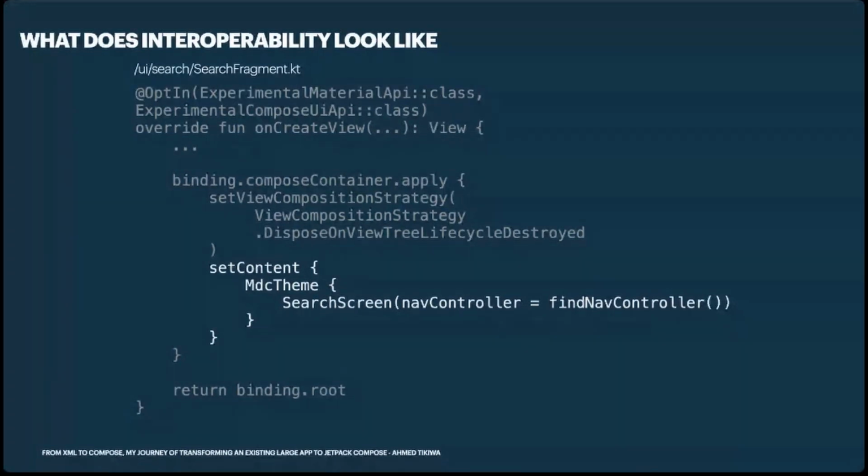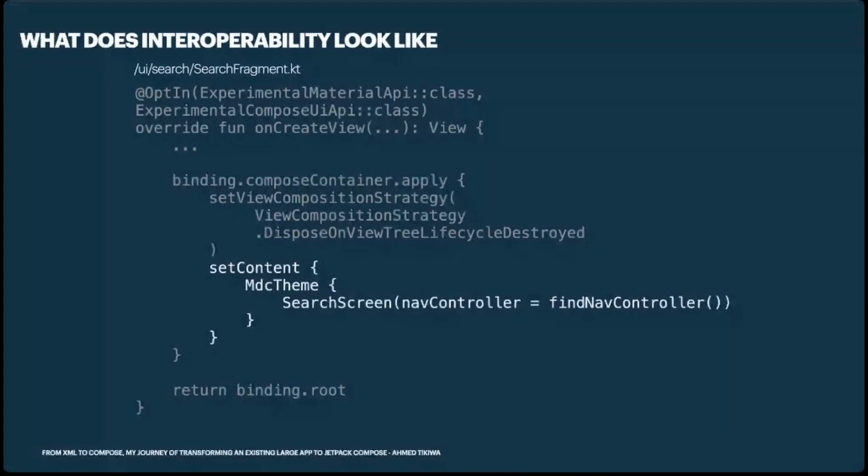Then when I'm now ready to migrate to Jetpack Compose material design, I can completely remove the theme adapter and actually use my own theme. So this MDC theme is also a composable, which takes another composable function. In this case, the composable screen, which I created called search screen, as you can see there.